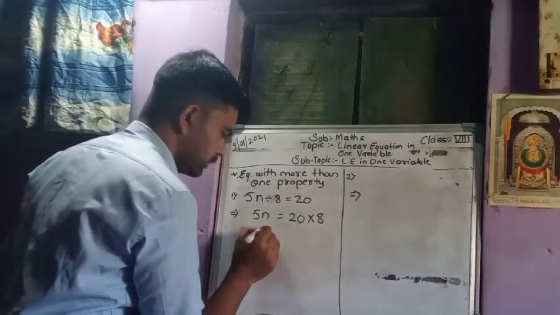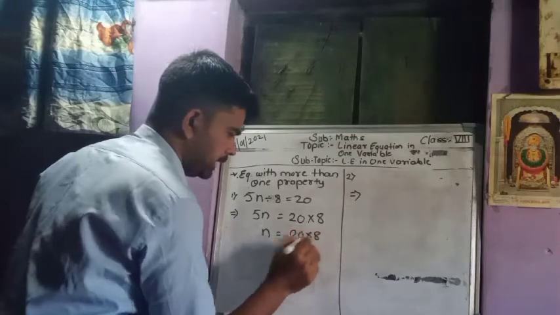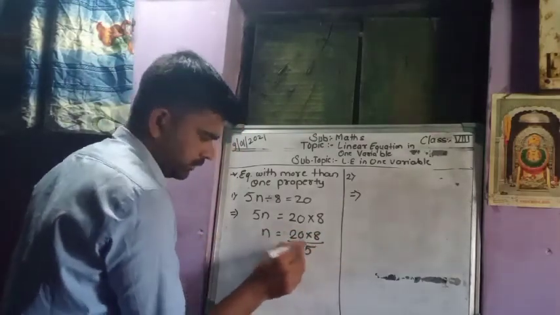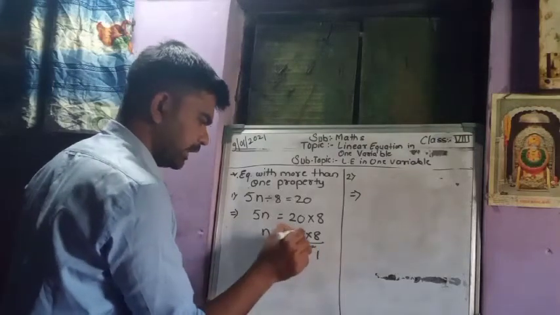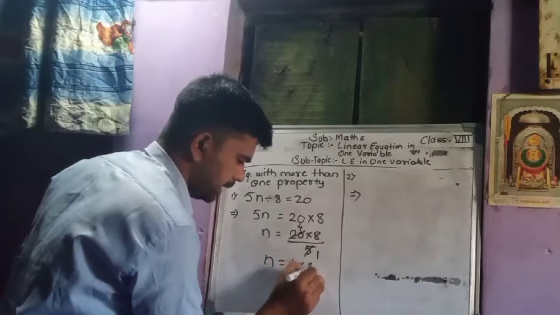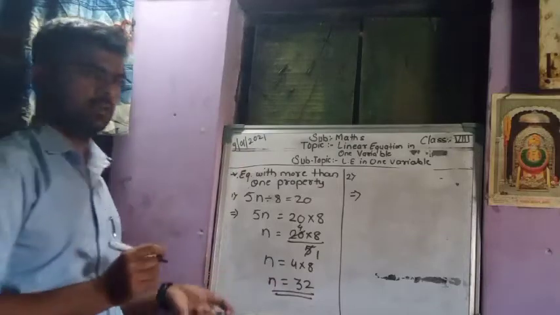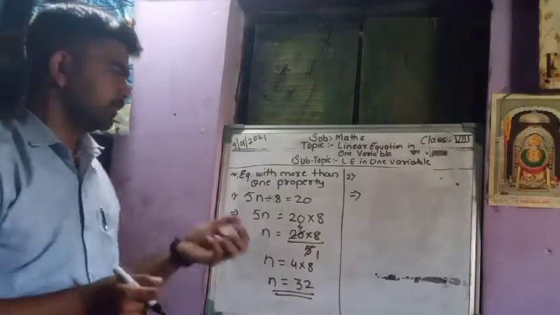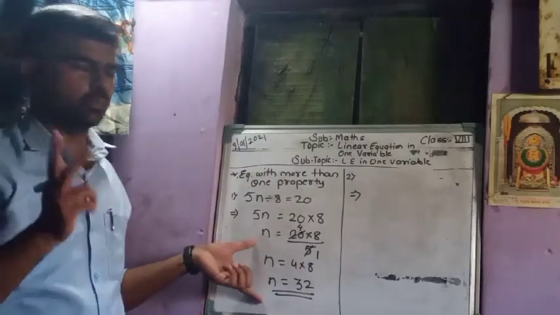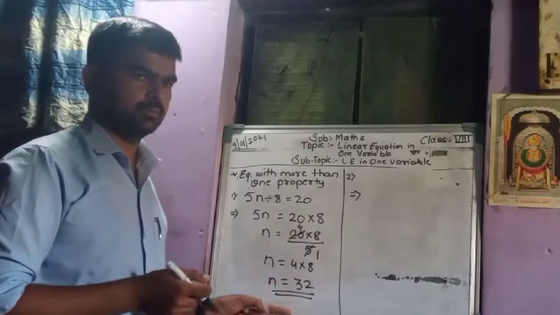Now what we have to do, we have to put n equal to 20 multiplied by 8 divided by 5. So we can cross multiply, so we can cut it, 5 on the 5, 5 4s are 20. So what we get, n equal to 4 multiplied by 8, that is n equal to 32. So this is nothing but some examples of an equation with more than one property. Here we have again used two properties. First one is of multiplication and second one is of division.